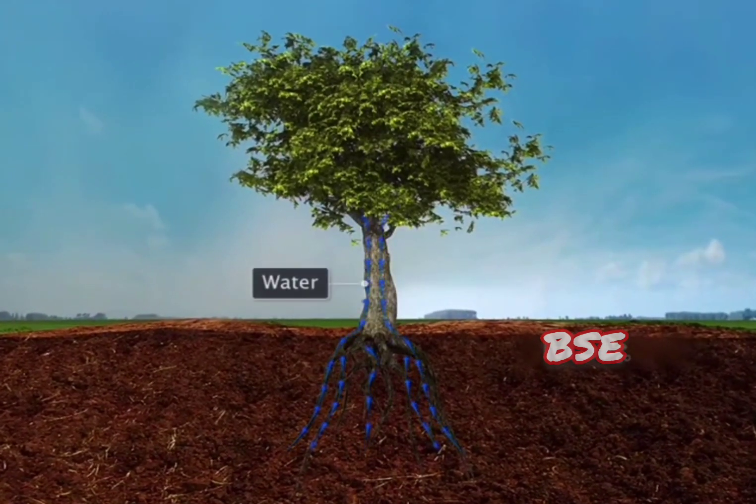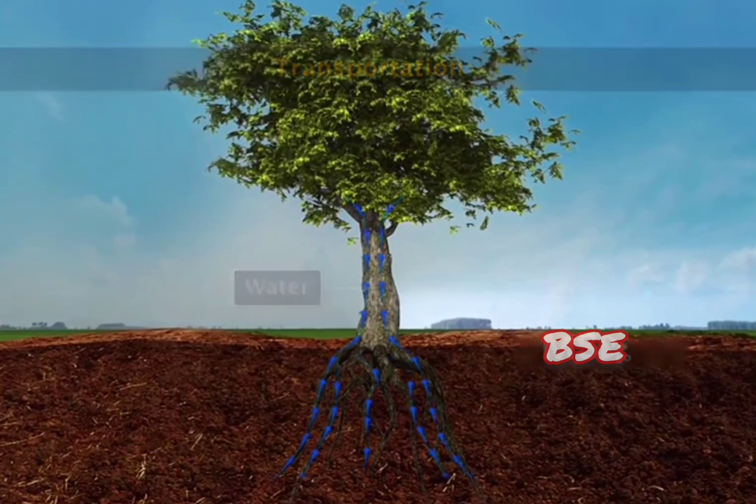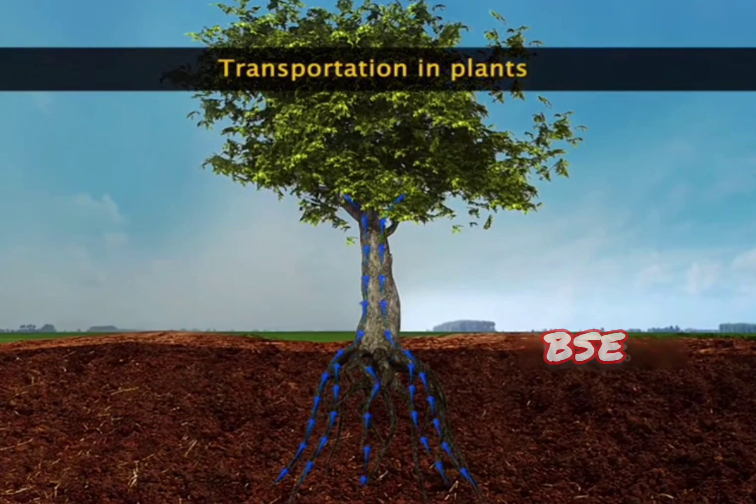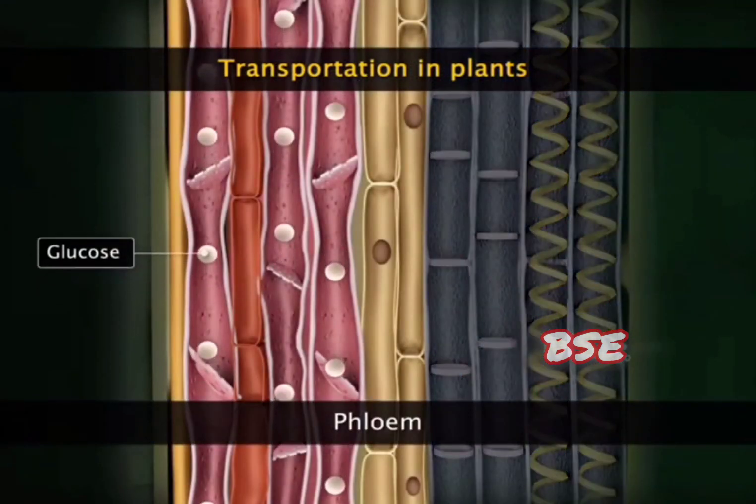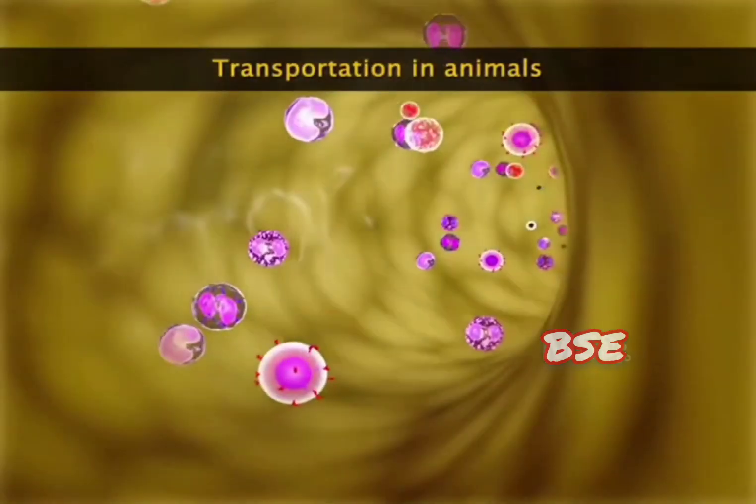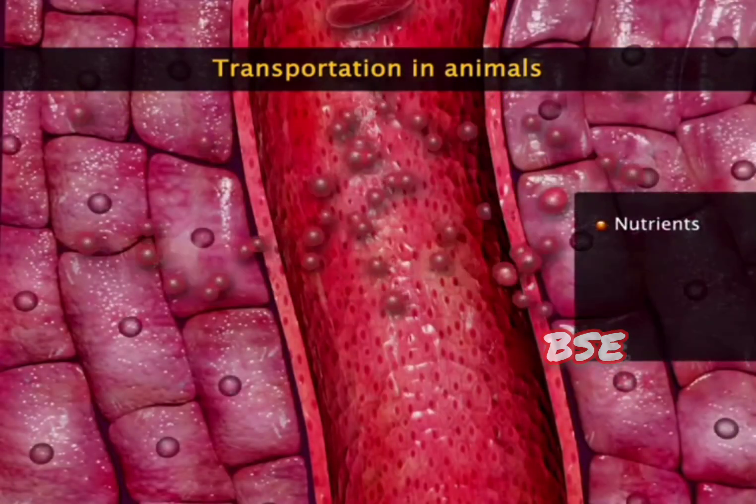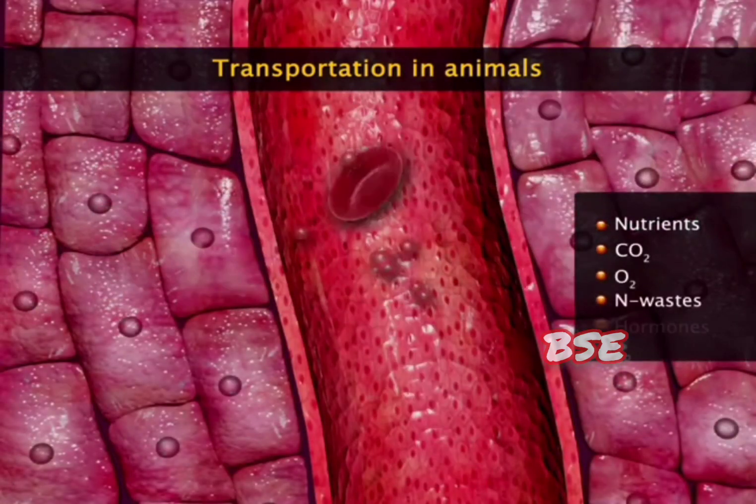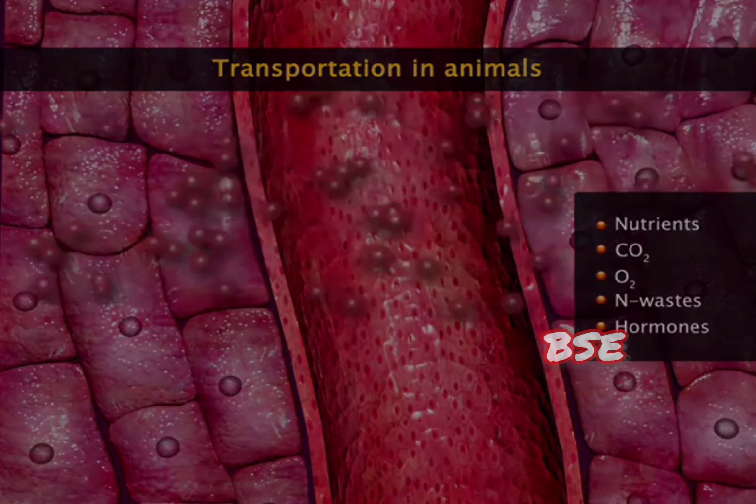Plants transport water throughout their body by a process called transportation. Transporting tissue xylem carries water and minerals, while phloem carries the food produced by photosynthesis. Animals employ lymph and blood as the medium of transport, with the nutrients, gases, nitrogenous wastes, and hormones being the primary transported substances.